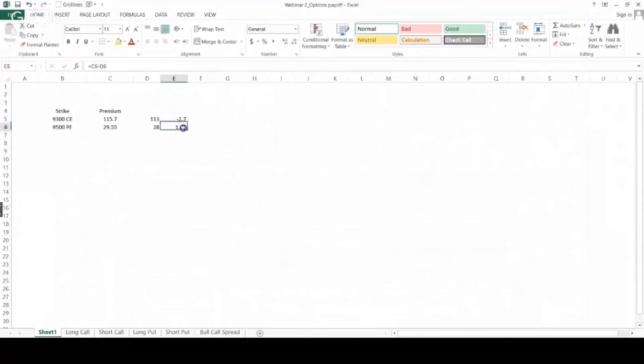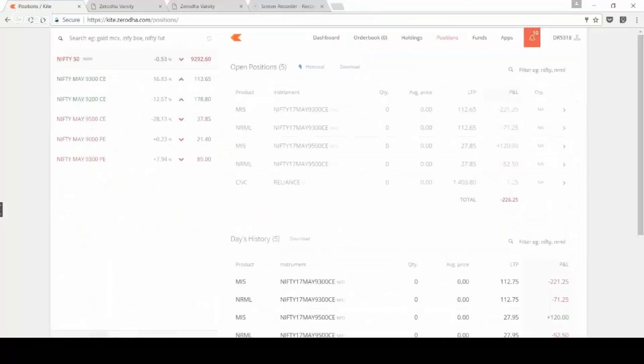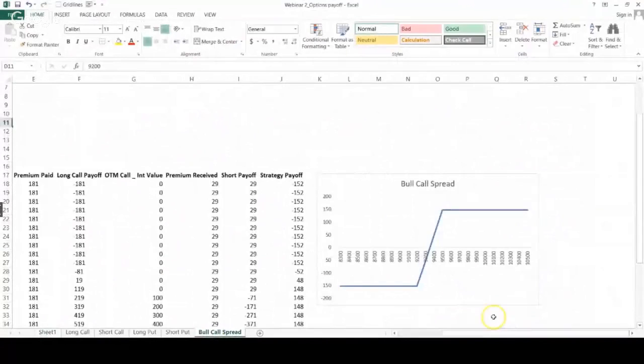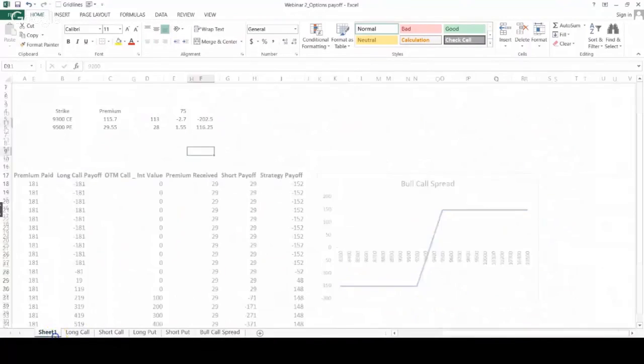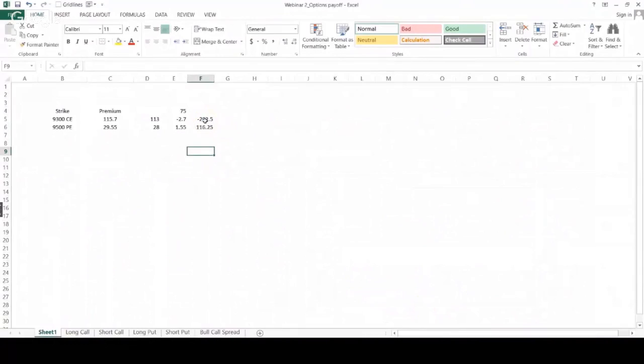Of course, I have to multiply this with the lot size. So 75 is the lot size. So this would be 75 times this one, and this would be 75 times this. So this is the P&L that I've made. I've made a loss of 202 here and a profit of 116, right? So this is a bull call spread, and this is a bull call spread as well, right? The P&L that you enjoy if you hold the position to expiry is very different from the P&L that you would enjoy if you do an intraday trade.